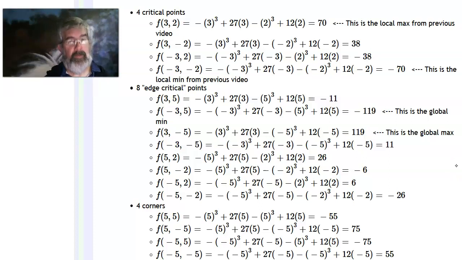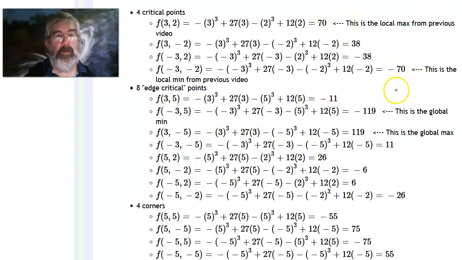I'm guaranteed that somewhere there's going to be a maximum and a minimum because the square that I'm looking at is certainly finite in size, and I'm including the edges, so it's closed and bounded. So there's got to be a max and a min. So I just look at all the function values: 70, 38, -38, -70. These two were our local maxes and mins from a previous video.